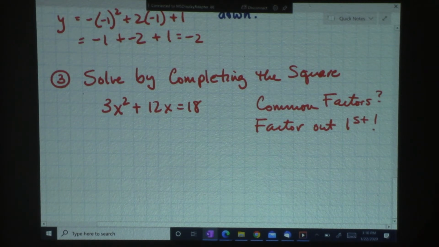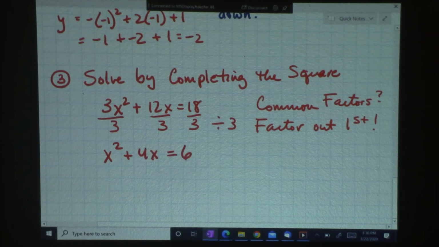Okay, so I'm looking here, and only 2 terms have x's, 18 doesn't, but they all are divisible by 3. So I'm going to divide every term by 3. And that will just disappear, just take my word for it. When you're factoring like this, if you divide out a 3, it would just disappear if you had left it. So we're going to make this x squared plus 4x equals 6.